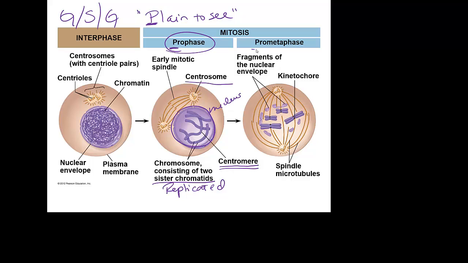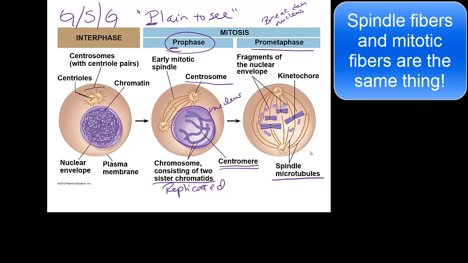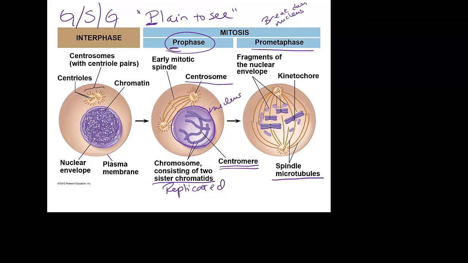In prometaphase, we're going to break down the nucleus. You see the nucleus has disappeared inside the cell. And then the spindle fibers, or these microtubules, are going to reach out and grab on to the centromere in the middle of the chromosomes. And you see they're coming from both sides. And the idea is we want to now attach to separate the sister chromatids so that we can put them into two new cells.